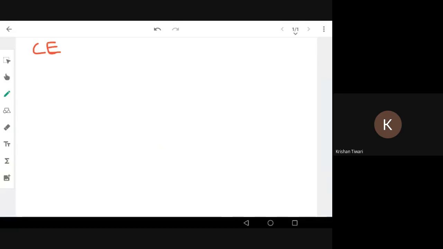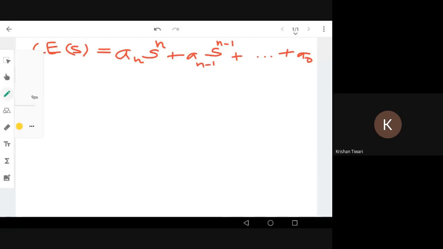Okay, see the equation in terms of s: a_n s^n + a_(n-1) s^(n-1) and so on, till a_0 s^0. So this is my characteristic equation. Now I'm going to draw the Routh array.